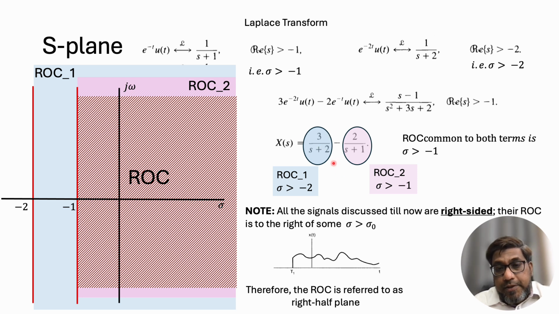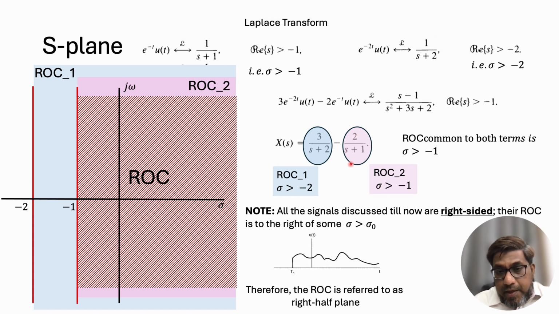So this is the overall expression for the Laplace transform, which we can take the LCM of and combine as this expression. And how do we find the region of convergence for this overall signal? We know that for the first component, the region of convergence is to the right side of the line sigma equals minus 2. That's the blue region here, to the right side of sigma equals minus 2.